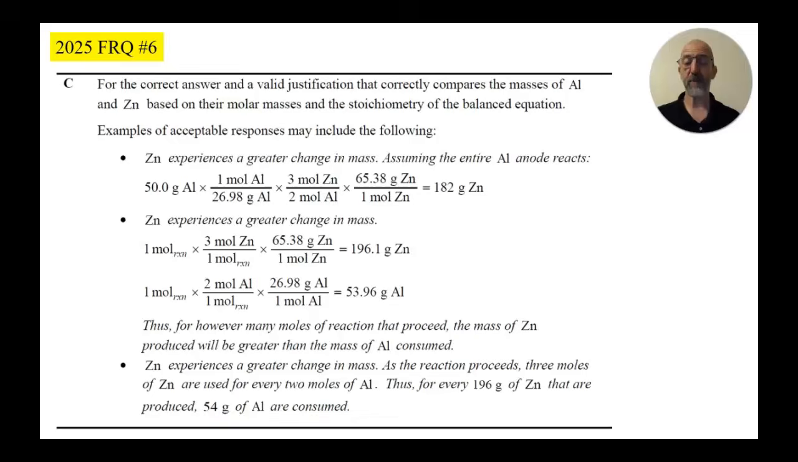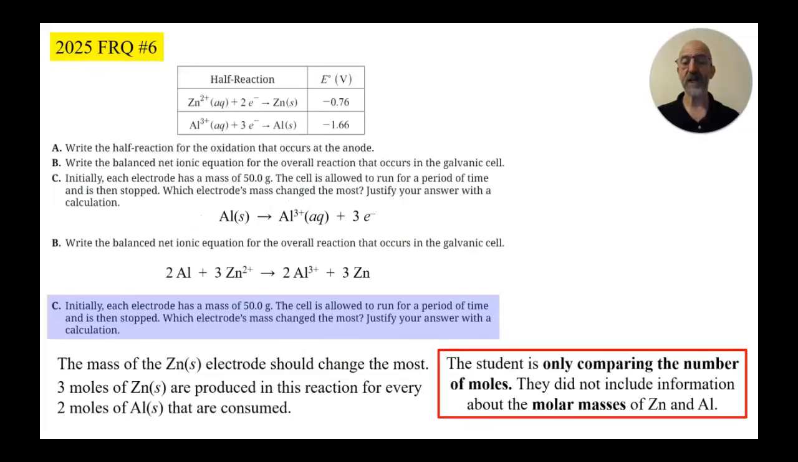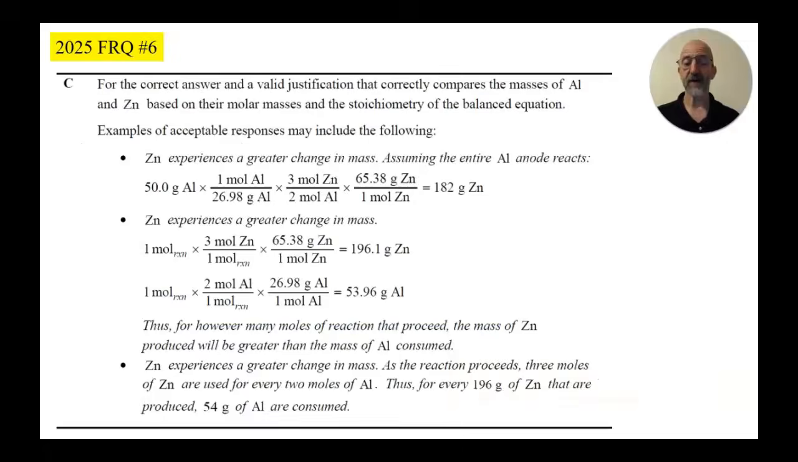You could also just simply compare 1 mole of reaction for each of these and discover that the change in mass for zinc is greater. And then at the bottom of this slide, you can see words. Zinc experiences a greater change in mass because 3 moles of zinc are used for every 2 moles of aluminum. And then here's that connection to molar mass. 196 grams of zinc are produced for every 54 grams of aluminum that are consumed. So a variety of ways of earning the point for that question, which is which electrode's mass changed the most. But just talking about moles was not enough.